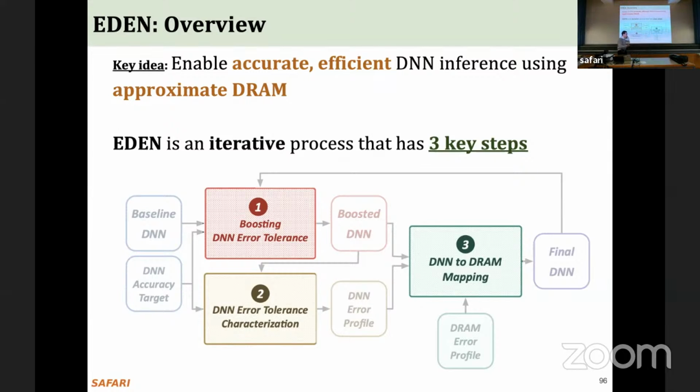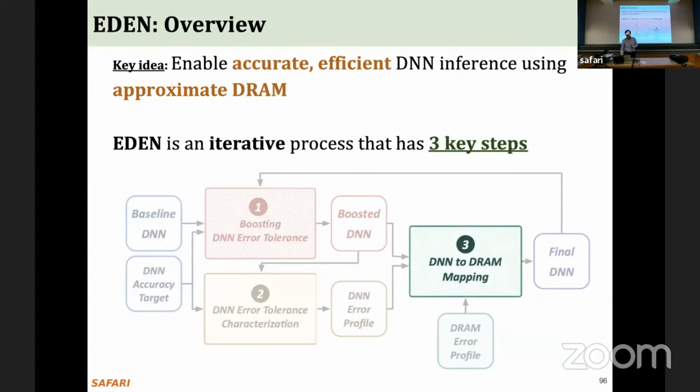You need to do something like this, except the difference over here is you need to take into account DRAM errors. The errors are not coming because you're compressing the network or removing some of the weights or quantizing some of the values to reduce cost. The errors are coming because you're actually mapping things to an erroneous or approximate memory.